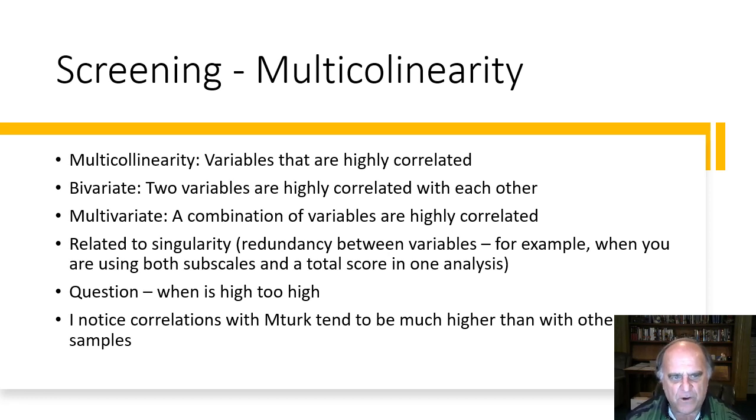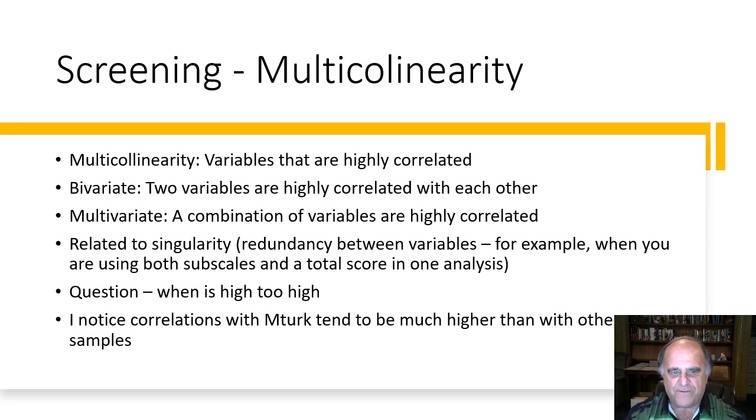You can have both bivariate multicollinearity, where two variables are highly correlated with each other, or multivariate multicollinearity, where when you combine variables, they're then highly correlated with another variable. Both of these problems are related to what's called singularity, which is the redundancy between variables. For example, which you shouldn't do, and again, this is something you should clean, right? That shouldn't occur in the first place.